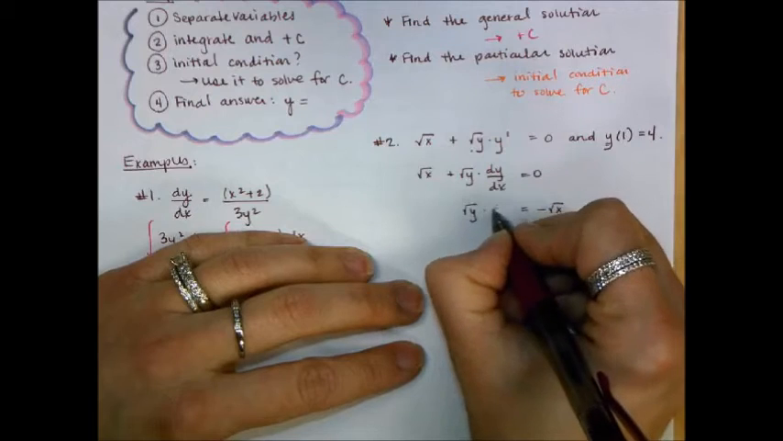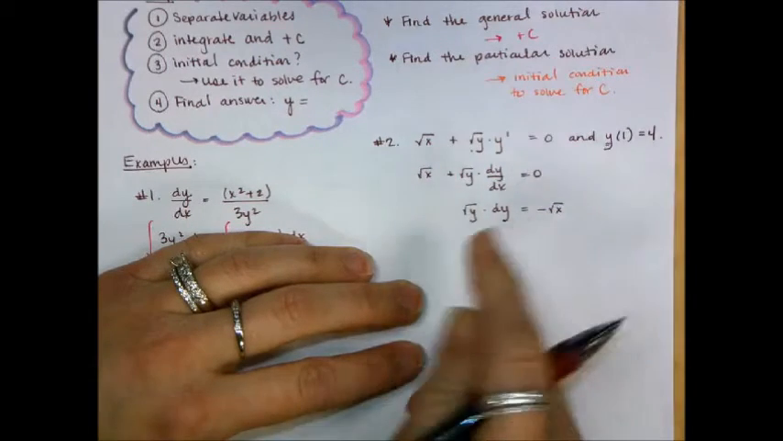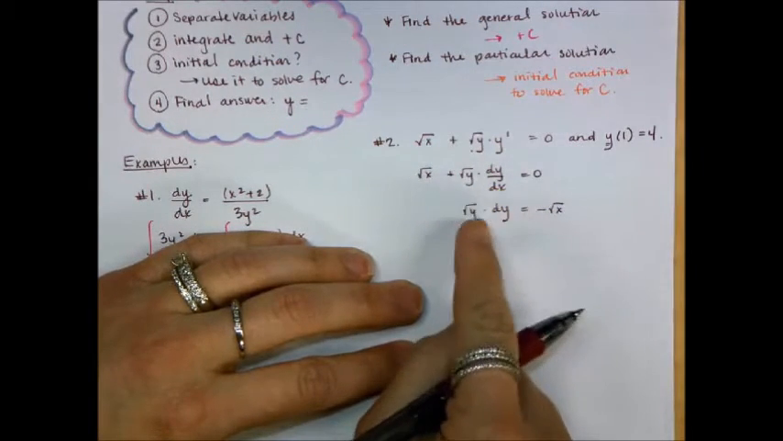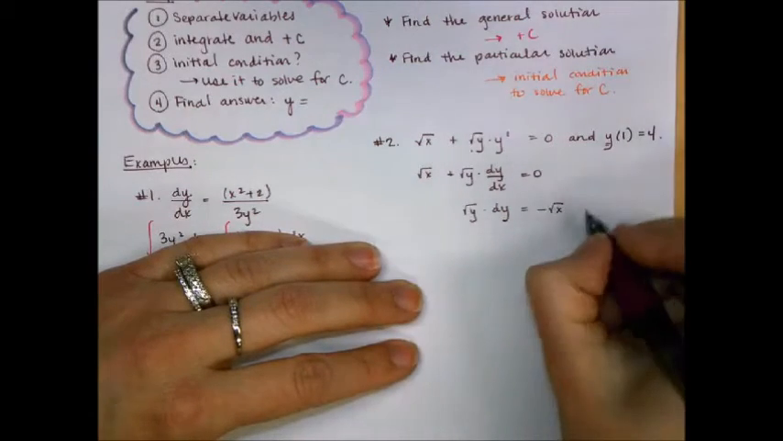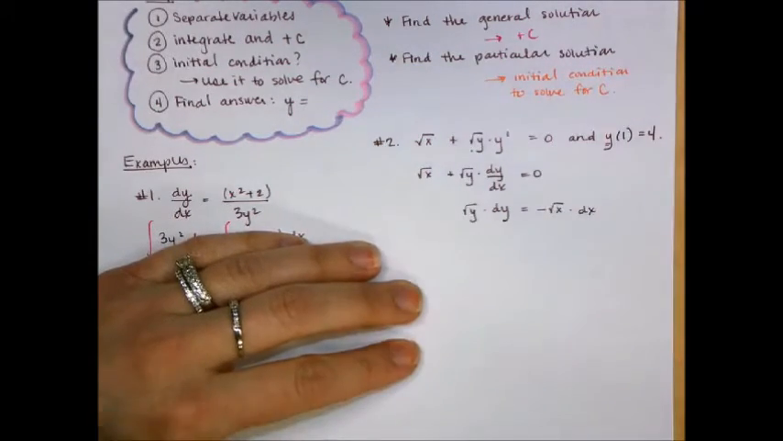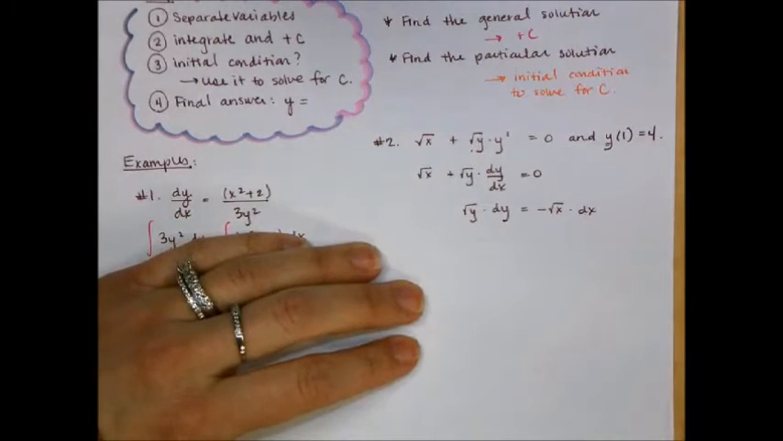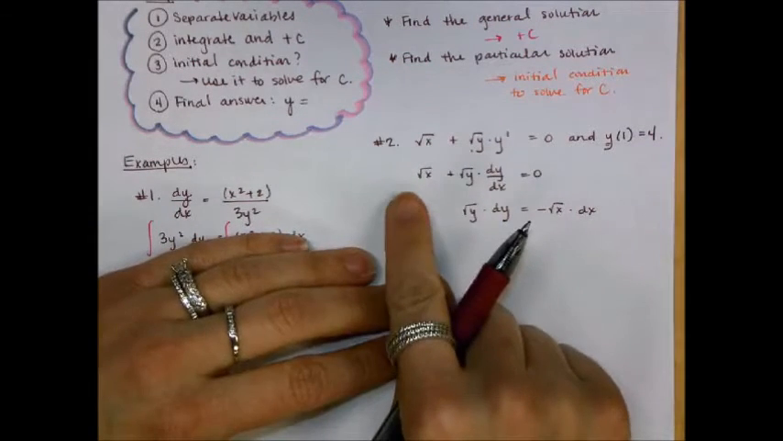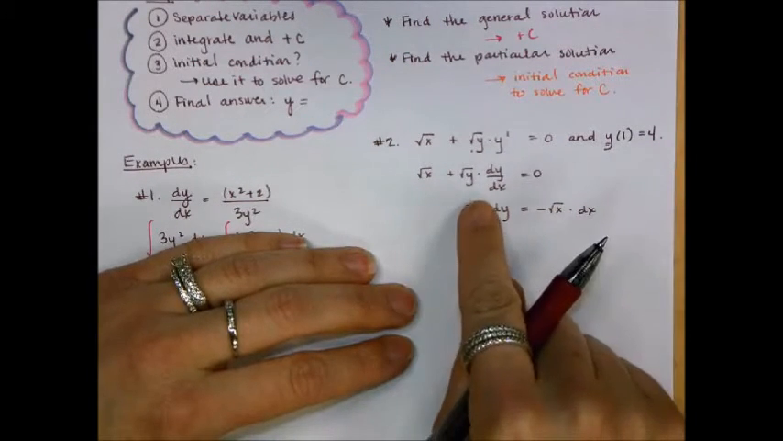And then you'll notice I only want to keep the y terms here out of what's left. So I'm going to multiply dx over right now. And now I've got my variables separated. So again, I just subtracted root x over and multiplied dx over to the right as well.